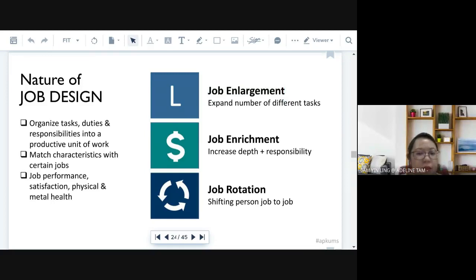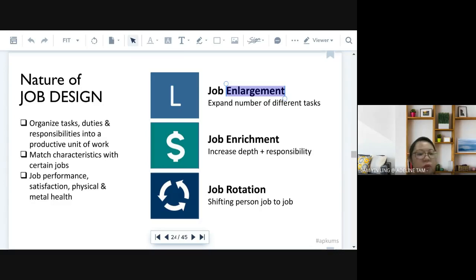Okay, so let me give you one example. For example, one worker who is in charge of the store, he's doing his job very well. So to give him more tasks, I give him more things to do. Okay, more things. So he does not only be in charge of one store, now he has to be in charge of two stores. Okay, this is enlargement.